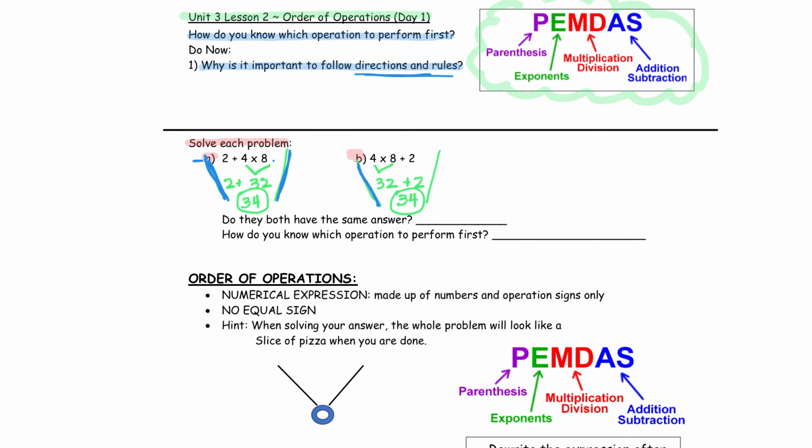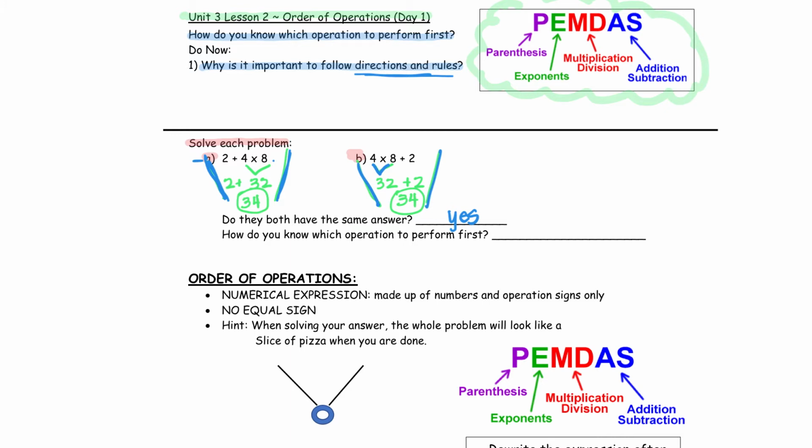Now look here. Multiplication comes before the addition. You look at the operations. I know that multiplication comes before addition, so I'm going to multiply 4 times 8 and get 32 plus 2. My final answer is 34. So as I go down, it says, do they both have the same answer? The answer is yes.